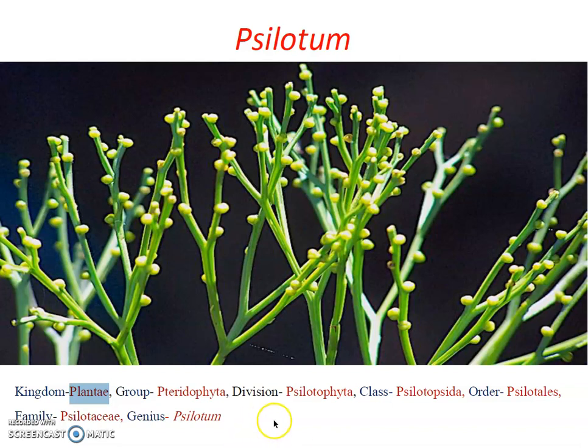So Psilotum plant is classified in the group Pteridophyta. Pteridophyta are non-flowering cryptogams and also they are vascular. In the classification, it is Psilotophyta, class Psilotopsida, order Psilotales, family Psilotaceae, and genus Psilotum.